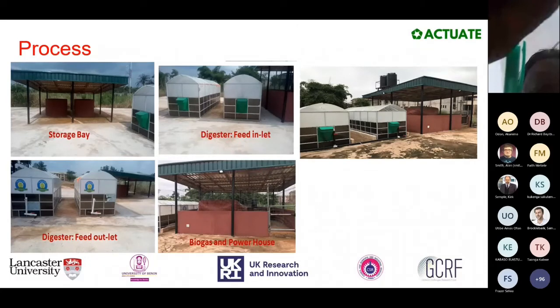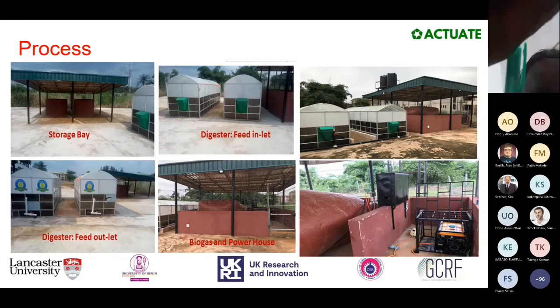Then this is the powerhouse where we have the gas bag. So you can see the big balloon there. That's actually filled with biogas. And of course, in this last figure, we have the biogas generator, which we're actually powering using biogas that we have produced from the plant.